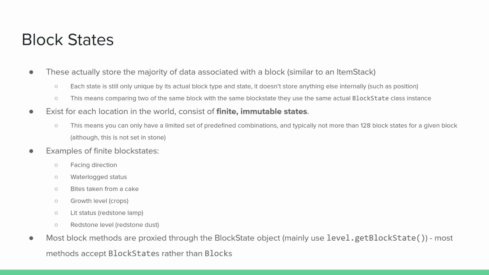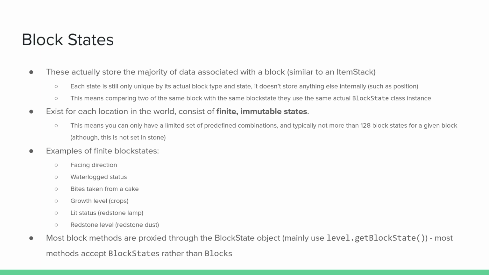So block states store the actual data associated with a block for the most part. We'll get there. Similar to an item stack. Each instance of the block state class, there's only one per unique state per unique block. So for each facing direction of a sign, there is one block state that corresponds to that for all signs of that type. Because if you had a million block states, that would be too much memory.